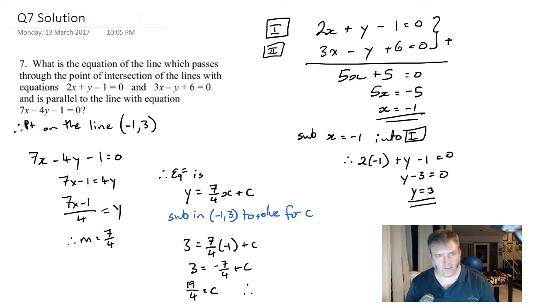So what does that make the final equation? It's going to be y equals the gradient 7 over 4, so 7/4 x, and the y-intercept c, plus 19 over 4. And we're done.